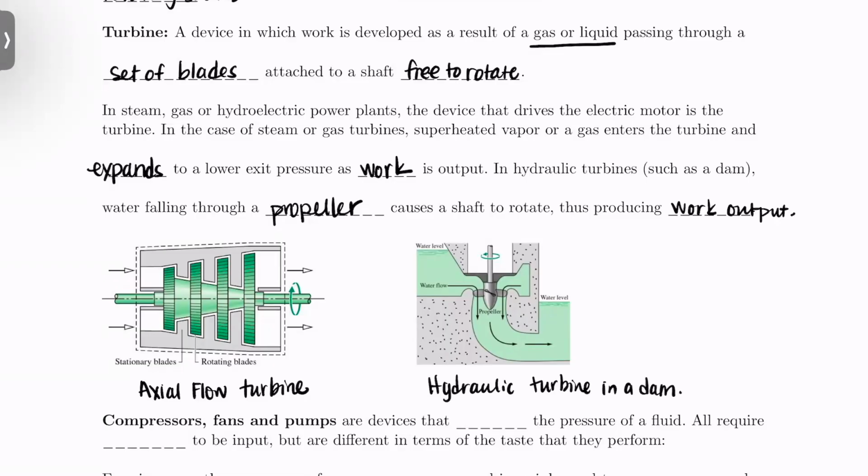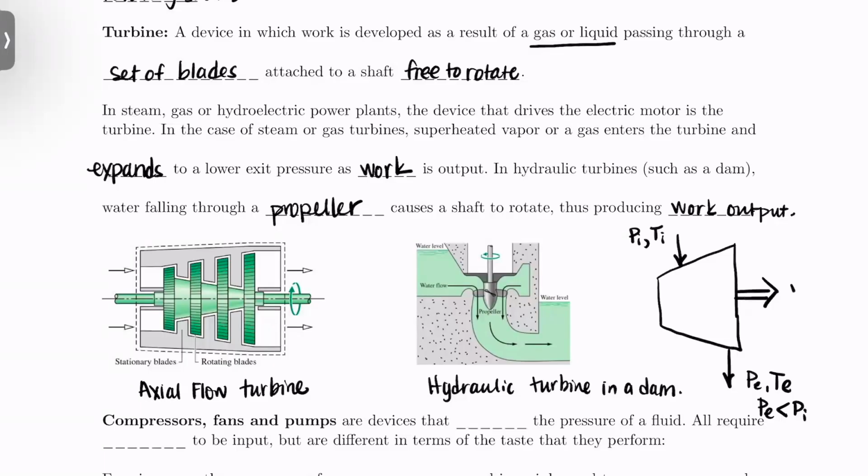All right, and generally speaking, these will be cartoonized as the following sort of sketch. So we will have flow in and out. We have pressure in, temperature in, pressure at the exit, temperature at the exit, where generally the pressure at the exit is less than pressure at the input. And then we have work coming out. Make sense? Okay.